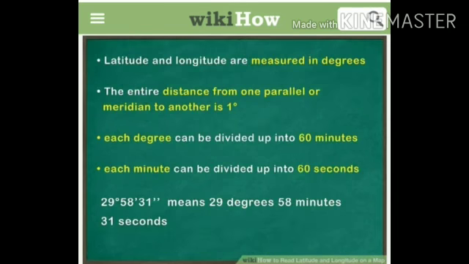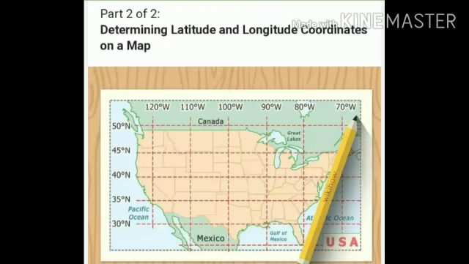Now latitude and longitude are measured in degrees. The entire distance from one parallel or meridian to another is 1 degree. Each degree can be divided into 60 minutes, and each minute can be divided into 60 seconds. For example, it is written there 29 degrees 58 minutes 31 seconds, meaning 29 degrees, 58 minutes and 31 seconds. Now how can you determine the latitude and longitude coordinates on a map?